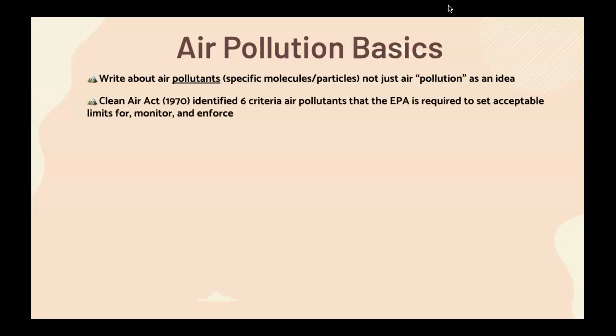The other piece that you need to know is that much of what we do surrounding air pollution has its roots in the Clean Air Act, which was passed in 1970, and it identified 6 criteria air pollutants. And those air pollutants are the ones that the EPA is required to regulate, and they set acceptable limits for these air pollutants. They monitor and enforce those limits in industry.